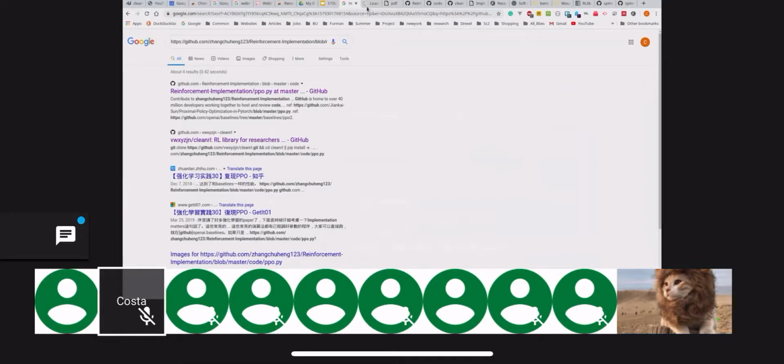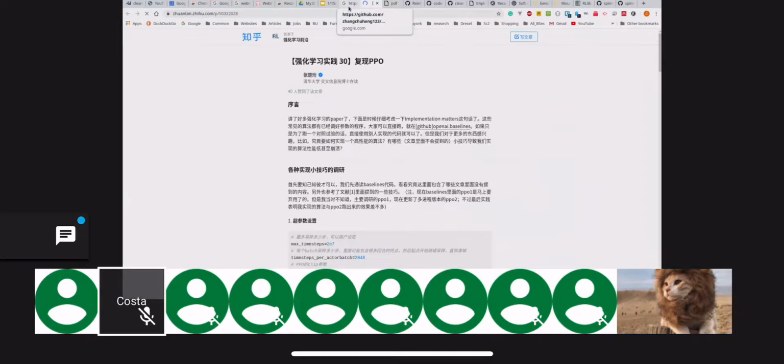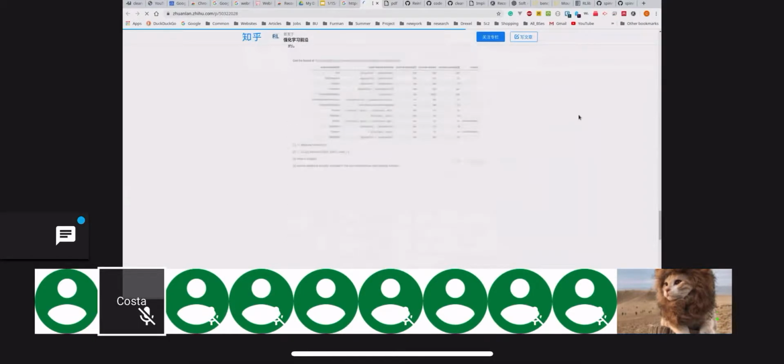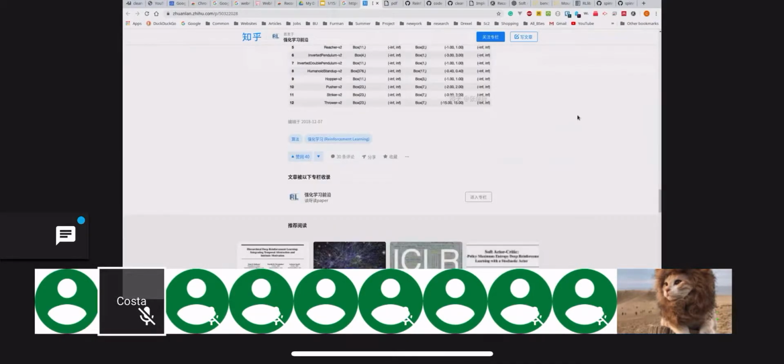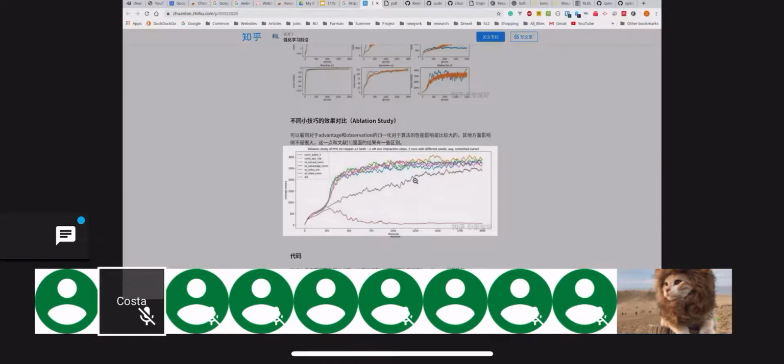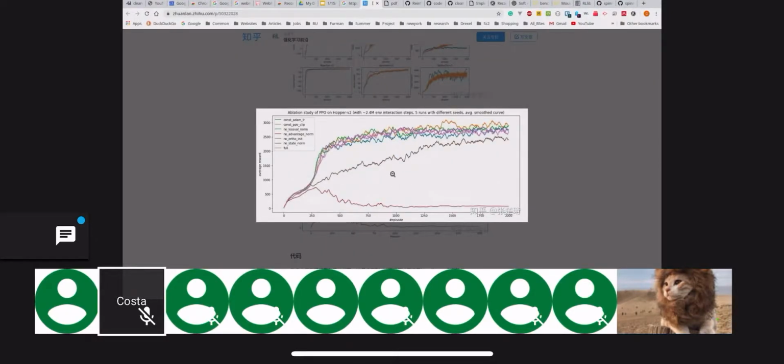Right. So I'm from China, and this guy is a very famous researcher in the field, and this is something that I find a lot of inspiration from. He actually did an ablation study as well. So this is the result, and what he found is that no advantage norm, which I guess is the reward normalization, turns out to be the factor that's impacting the average rewards a lot. And something else that is really important is state normalization, right?